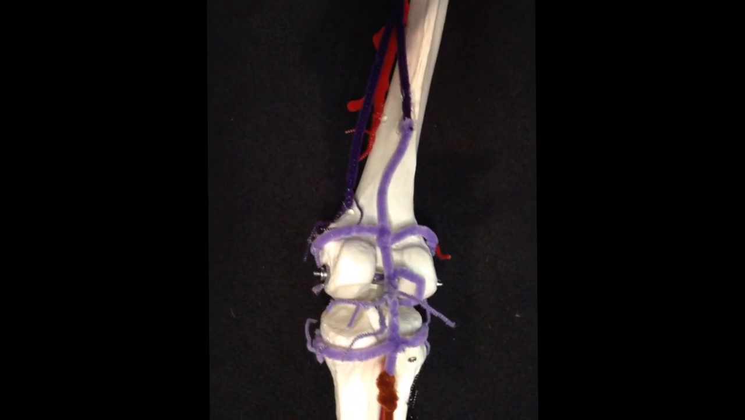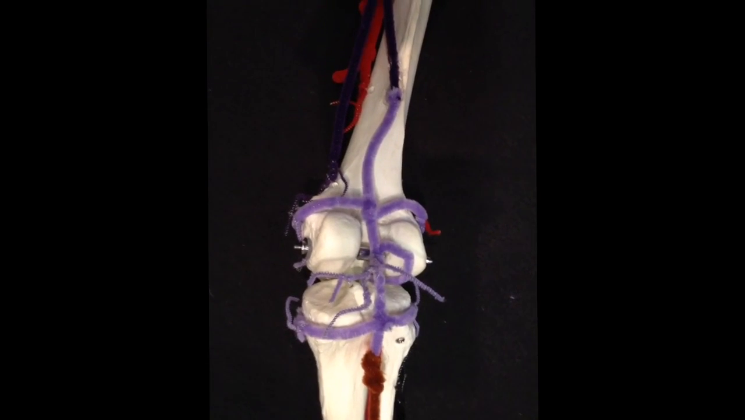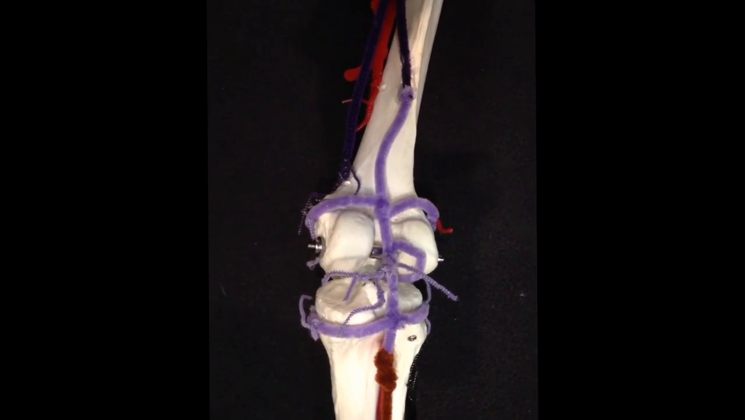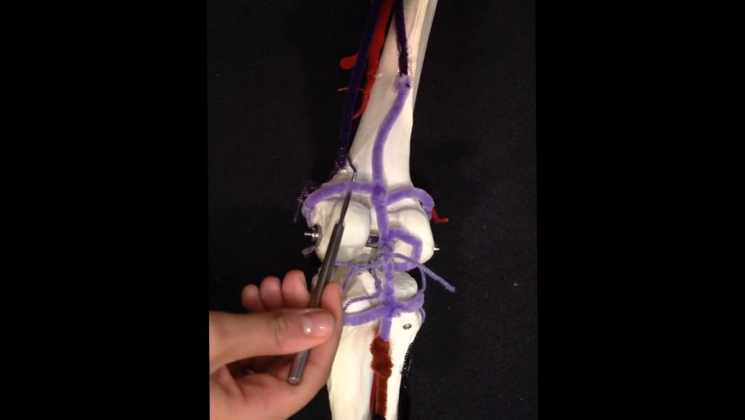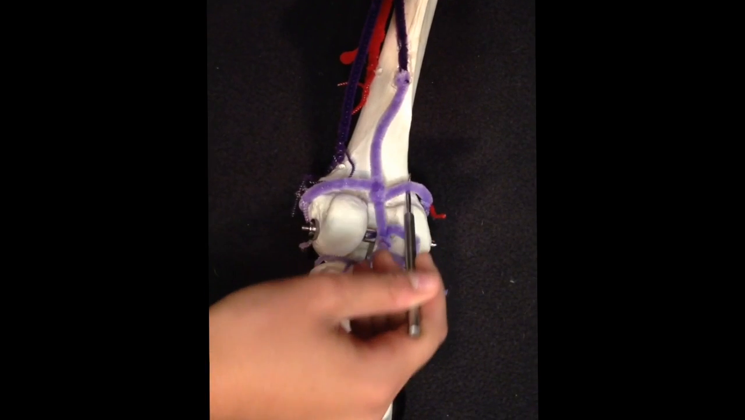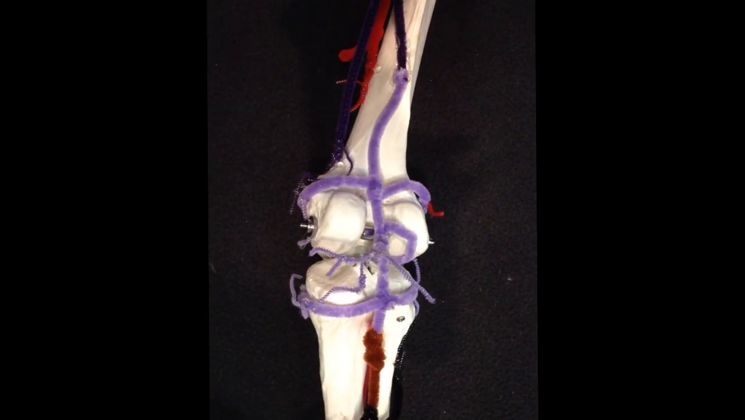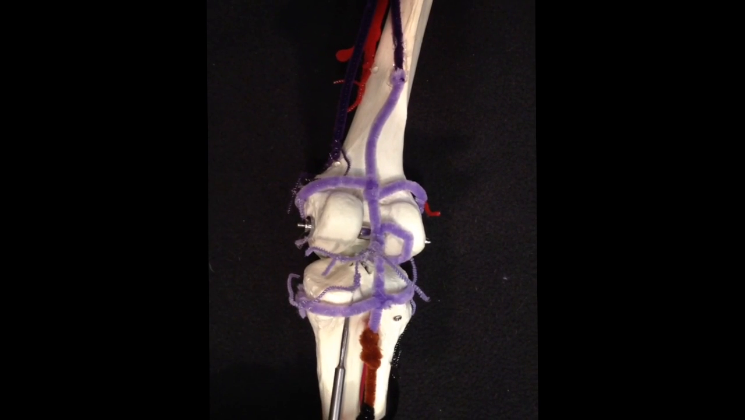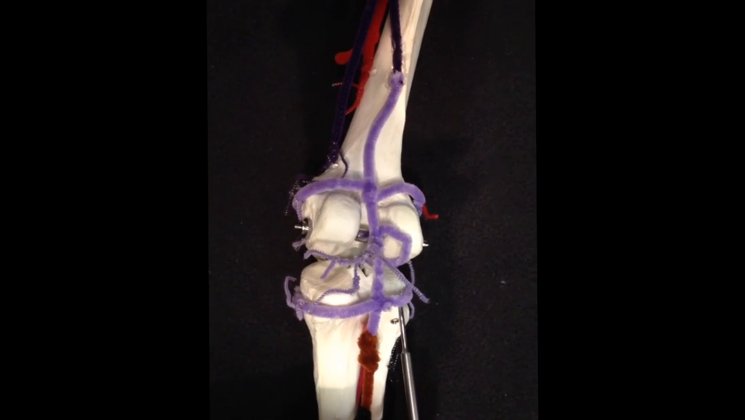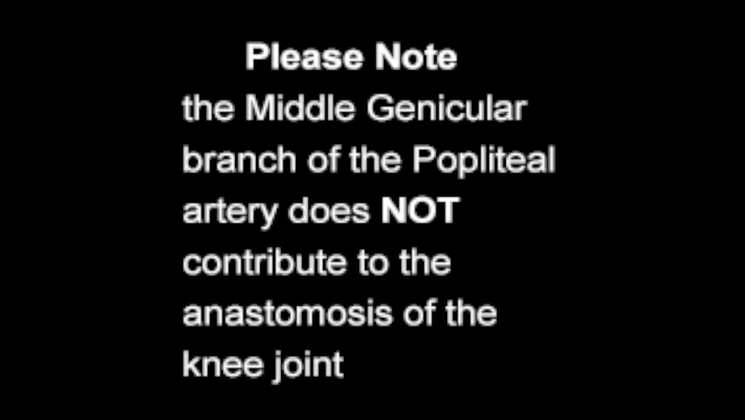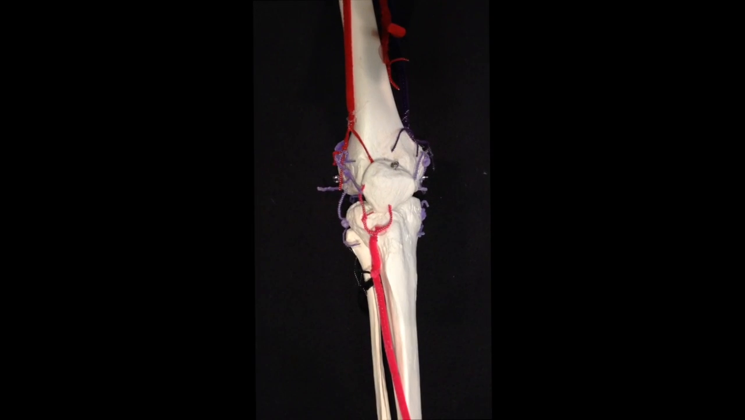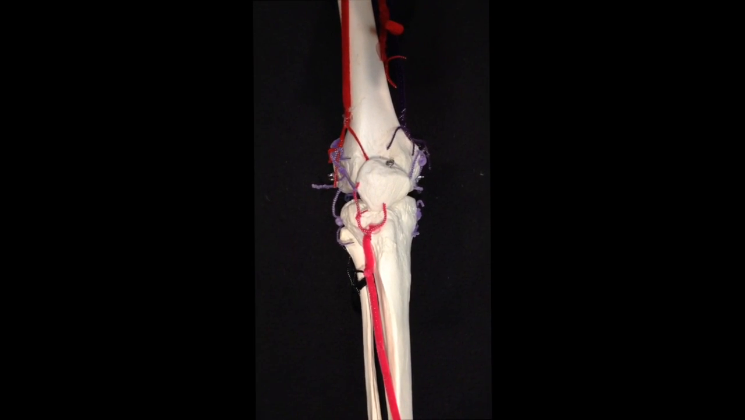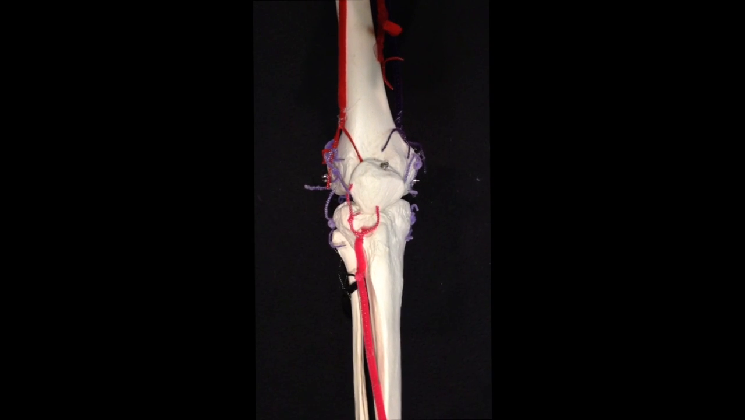The popliteal artery descends down the posterior thigh, giving off genicular branches that supply the knee joint. These branches are as follows: the medial superior genicular branch, the lateral superior genicular branch, the medial inferior genicular branch, the lateral inferior genicular branch, and the middle genicular branch. Sural branches also come off of the popliteal artery.